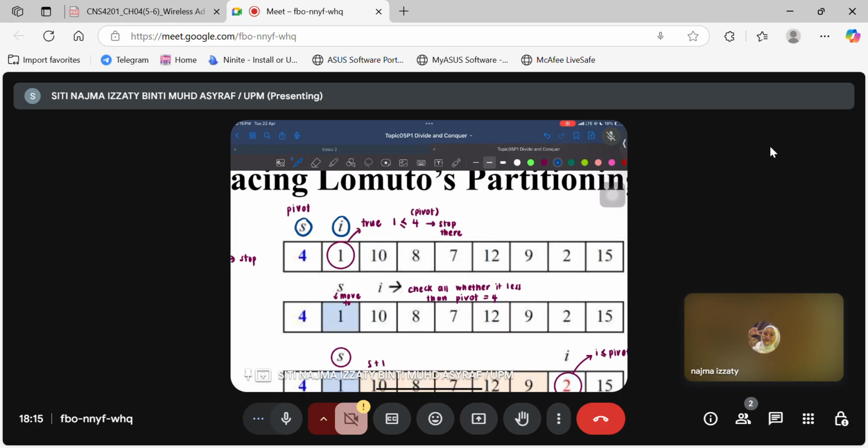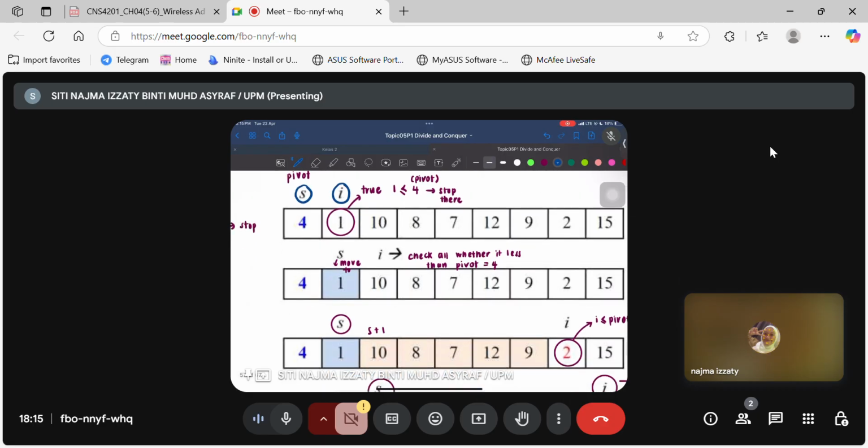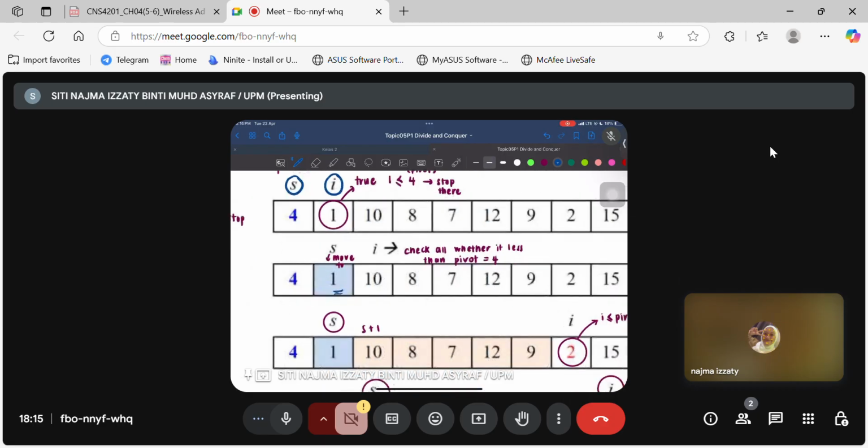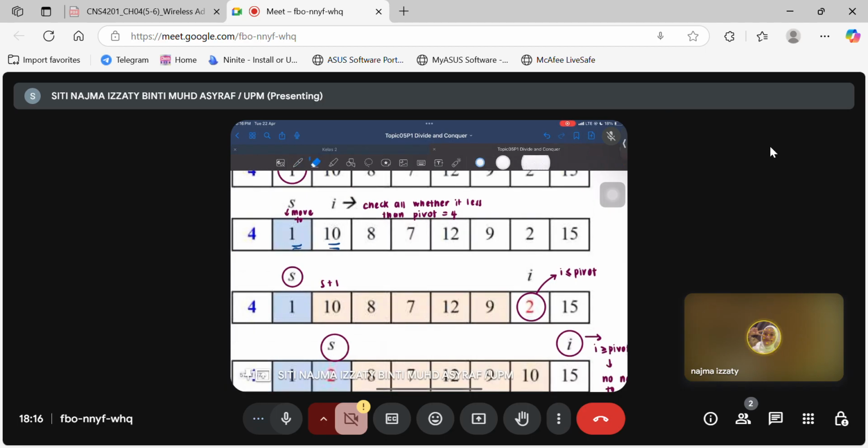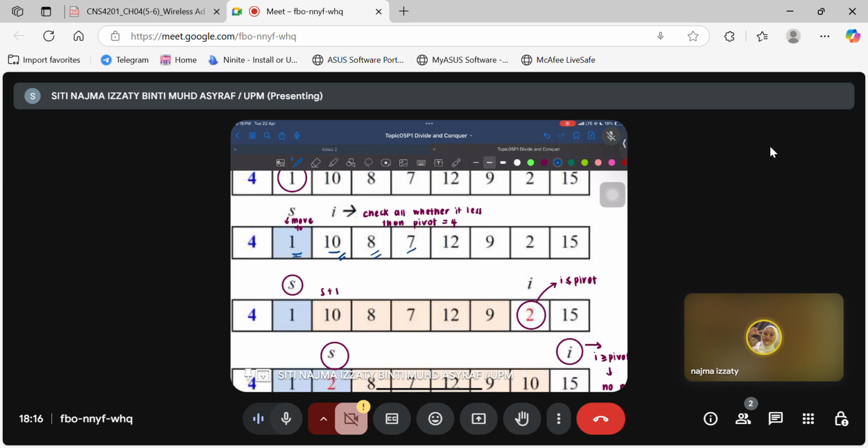Then we need to move the S to the number 1 and the I to the number 10. So we need to check whether it is less than or equal to the pivot, which is the number 4. As you can see, 10 is smaller than 4, 8 also smaller than 4, 7 also smaller than 4, 12 also smaller than 4, 9 also smaller than 4, and 2 is smaller than 4. So we need to stop and swap.